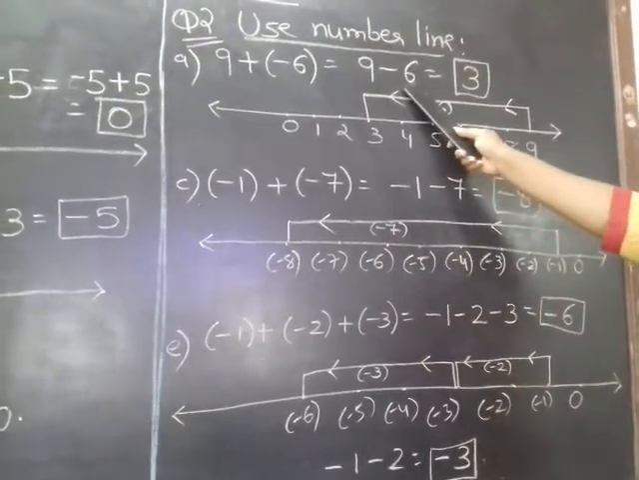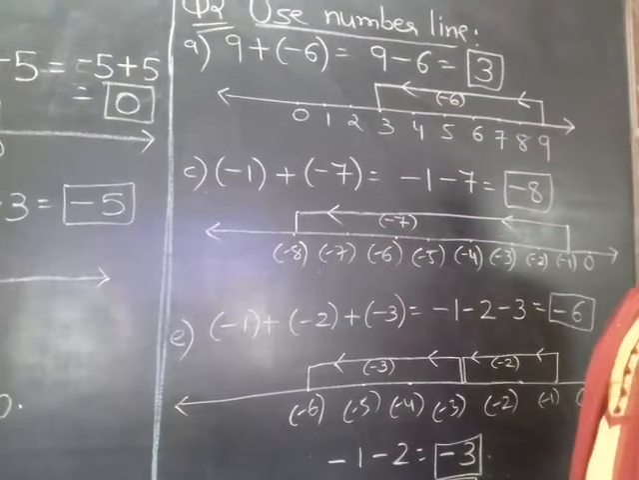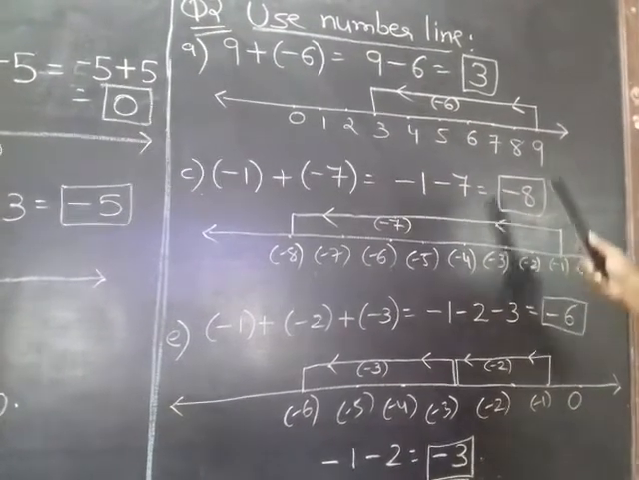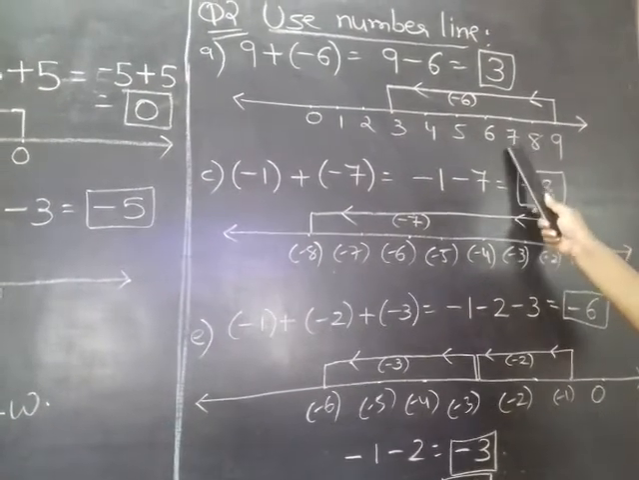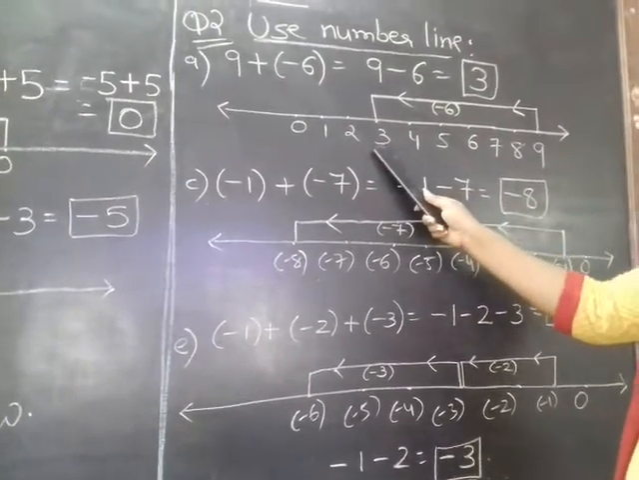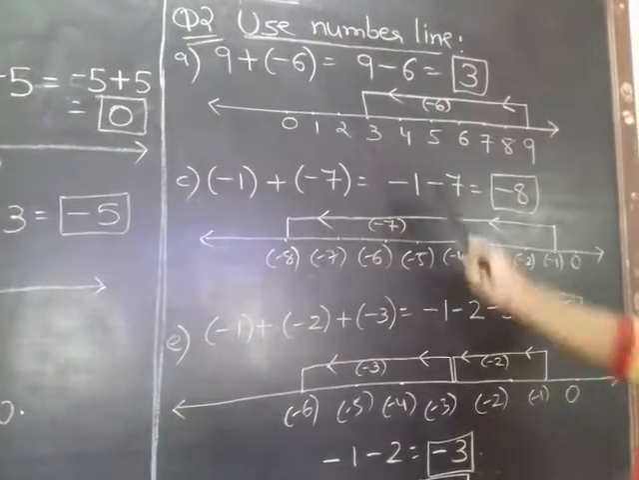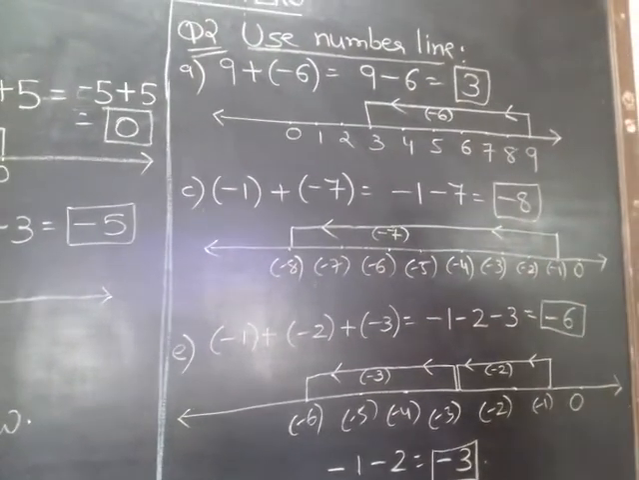As this is minus 6, which side you will move? Exactly, left side of your number line. So 9 is the starting point of the number line. You move minus 6. 1, 2, 3, 4, 5, 6. That is minus 6 on the left side of number line. Your answer is 3. Right?